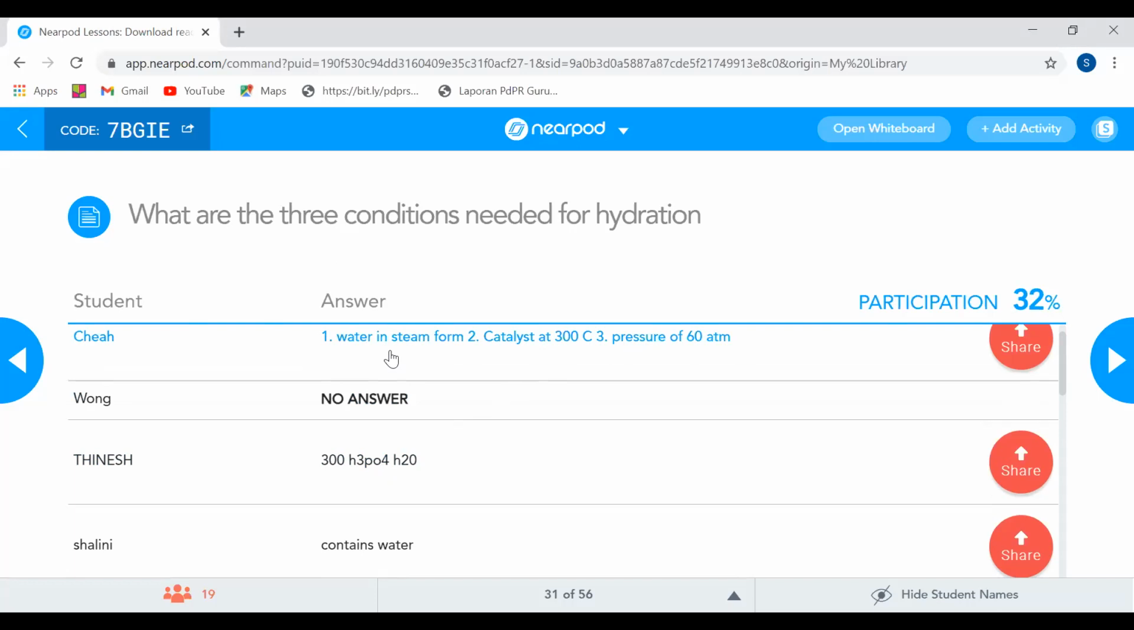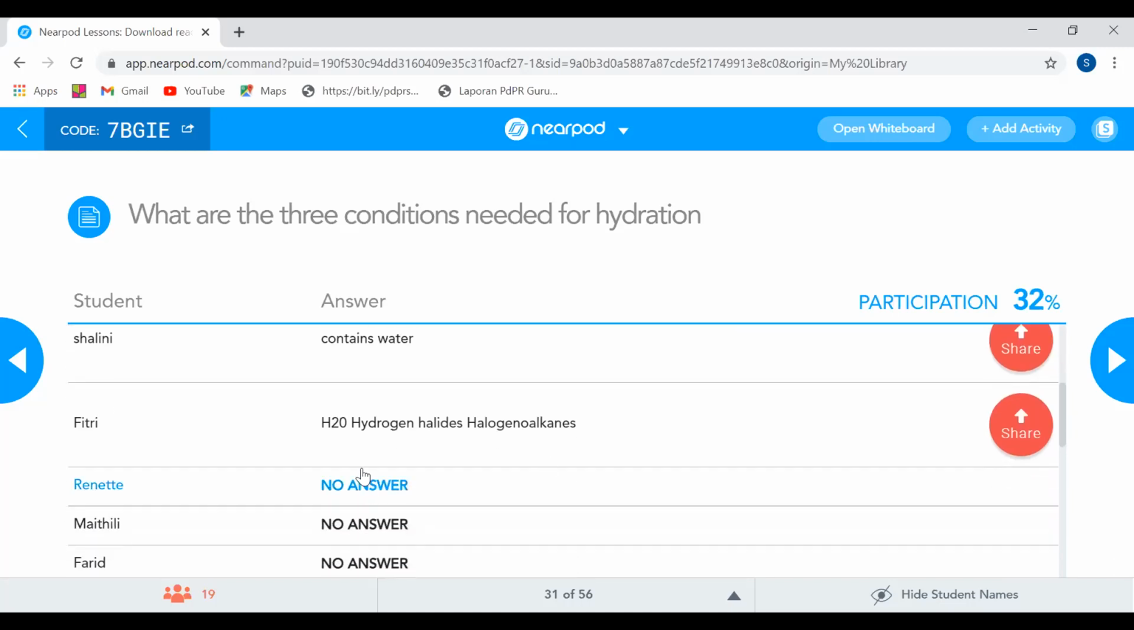Okay, actually, Chia's answer also wrong. Water in the steam form is not part of it. So catalyst, yes. Pressure, yes. What's my temperature? Okay, let's move on.